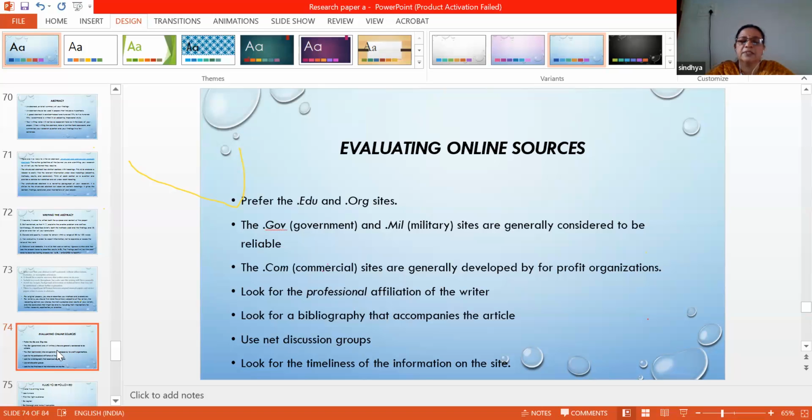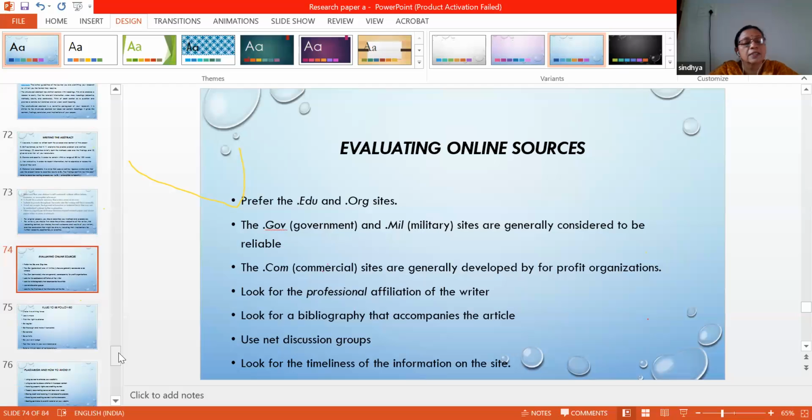Look for the timeliness of the information on the site. So in which year, on which date it was submitted, and on which date it was accepted. For acceptance in an Elsevier journal, it will take more than 1 or 2 years. So that is the period we wait for publishing, to get published in an approved journal.